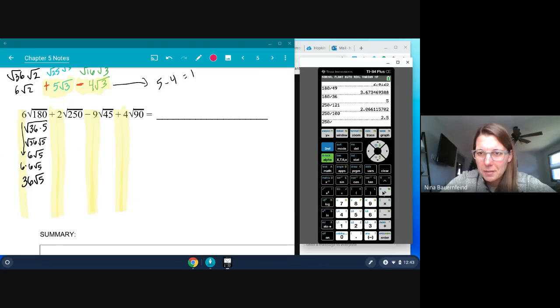So much faster to type on a real calculator. Okay, 250 divided by 64. 250 divided by 36 is next. $25. Okay, finally, that one works.